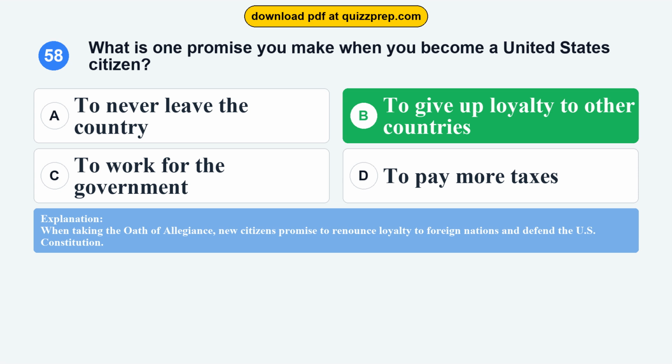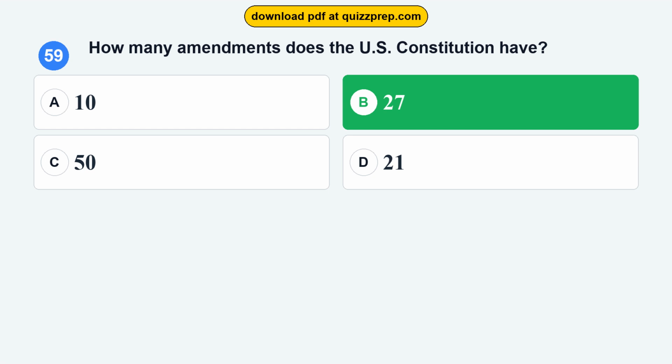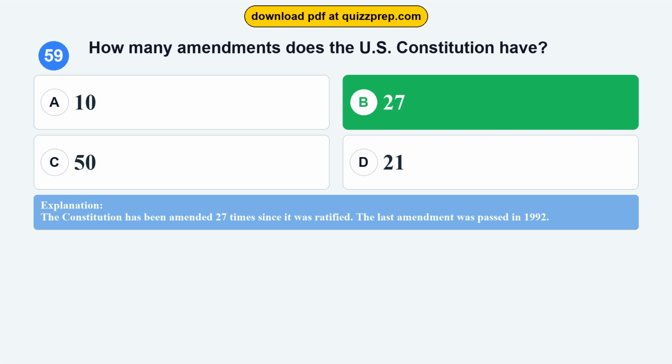Constitution. Question 59. How many amendments does the U.S. Constitution have? Option A, 10. Option B, 27. Option C, 50. Option D, 21. The correct answer is option B, 27. The Constitution has been amended 27 times since it was ratified. The last amendment was passed in 1992.